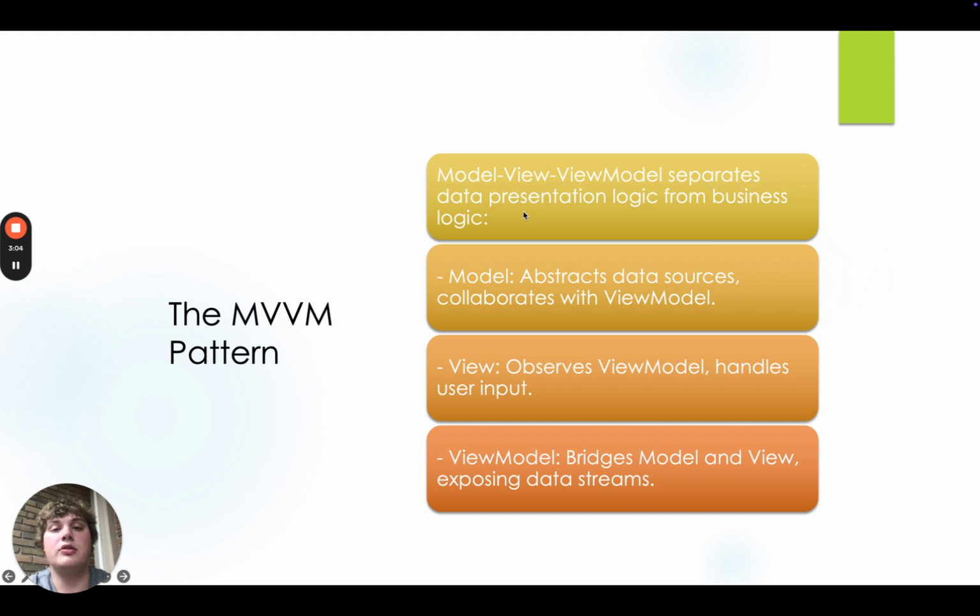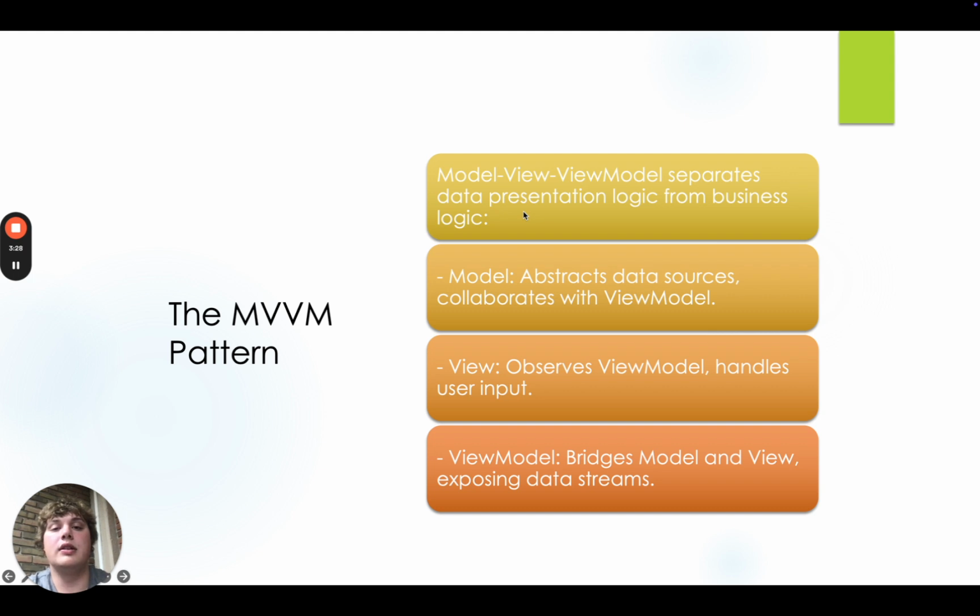The view layer handles the user interface just like in MVC. However, there is a significant difference. The view doesn't directly interact with the model. Instead, it observes the view model for any updates. The view's primary job is to display the data and notify the view model of user interaction. It remains free of business logic, making it much clearer and easier to maintain.